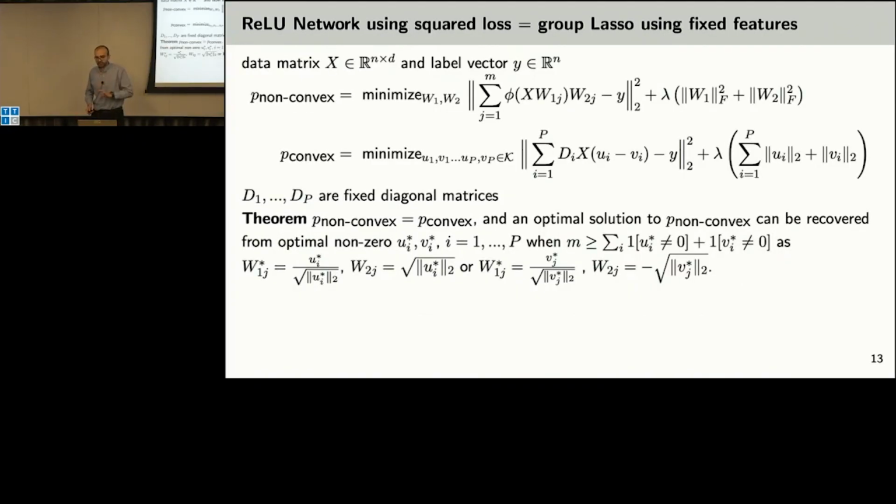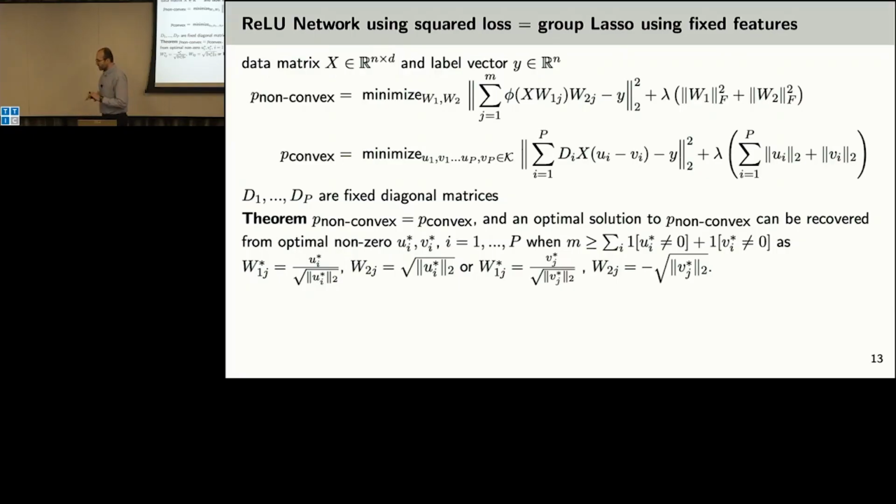So, here's a slightly more formal version of this theorem, illustrating a specific loss. Here we use the squared loss and we fit our neural network with non-convex optimization. This is the same problem, but we spell out how the objective looks. It's a sum over little m neurons. The convex problem will take this shape. The convex problem, in fact, is a group lasso problem with the group lasso penalty, some linear constraints, and in the objective, we have the same squared loss, but with D_i X (u_i minus v_i). The optimization variables are the u_i's and v_i's, and the D_i's are fixed.